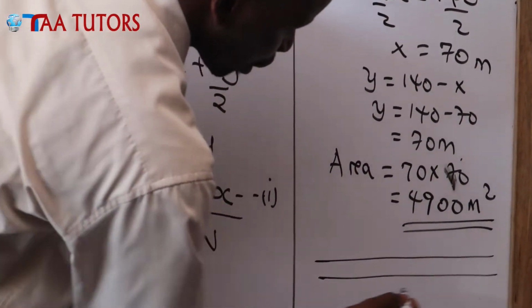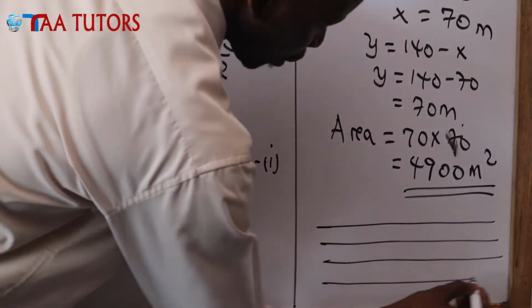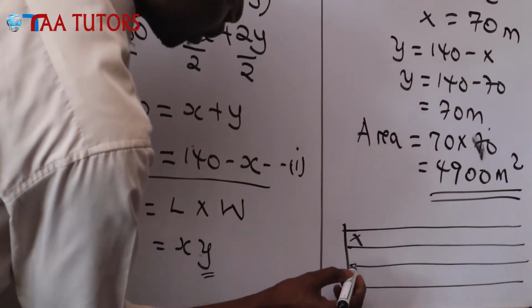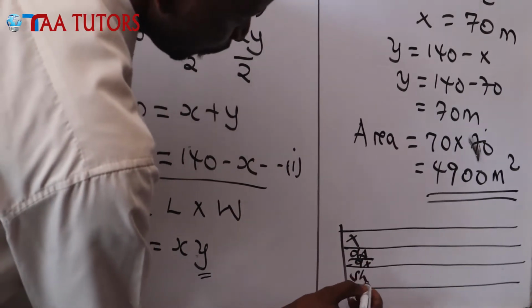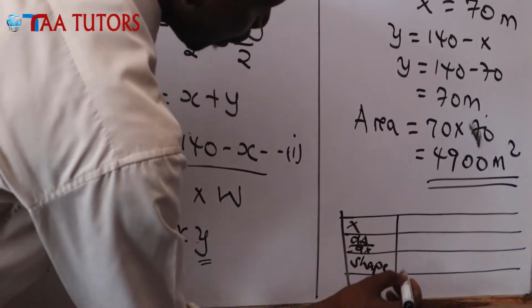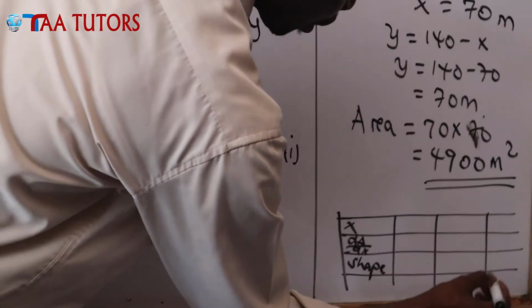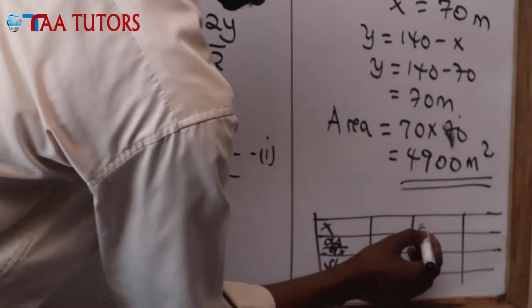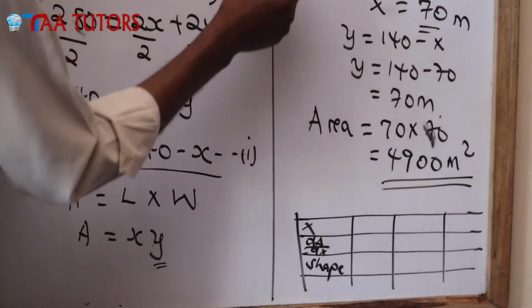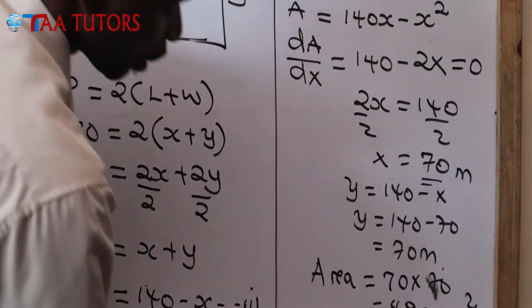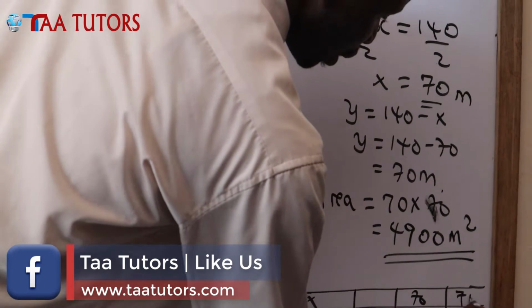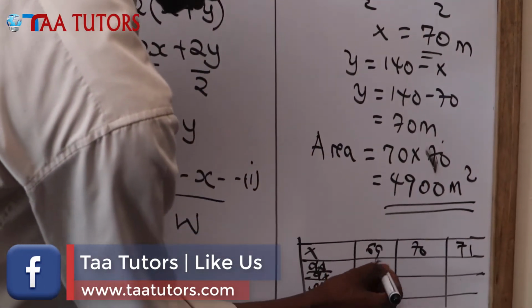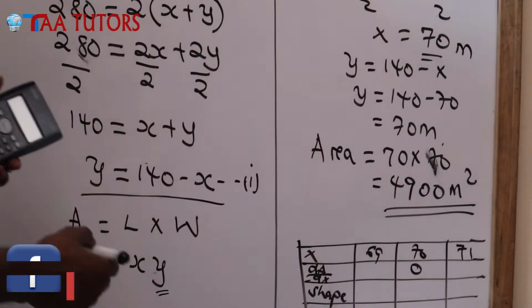In the neighborhood test, we use 3 rows. This is x, this is dA/dx, this is shape. And we are going to have 3 columns. x is 70 when dA/dx is 0, so let me put 70 here. A number more than 70 could be 71. A number less than 70 could be 69. We know that here it is 0.